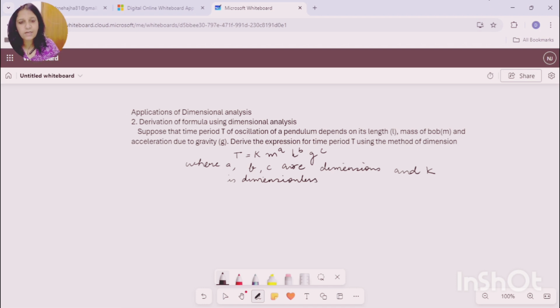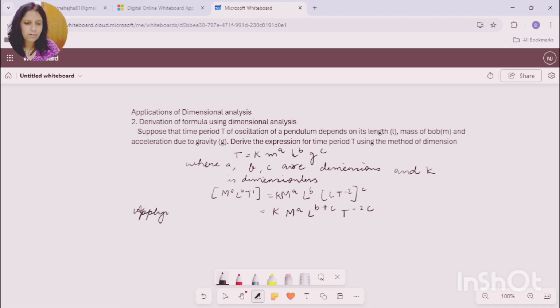Dimensionless. So considering dimensions of both the sides, T का dimension क्या हो जाएगा? M0 L0 T1 is equal to MA LB, and LT minus 2 raised to the power C. So ये क्या हो गया? MK MA LB plus C and T raised to the power minus 2C.